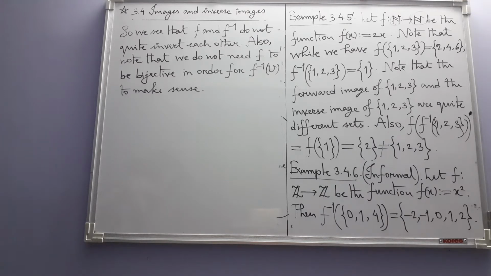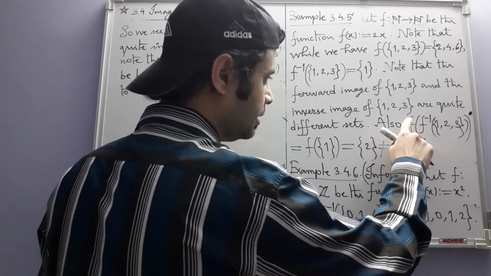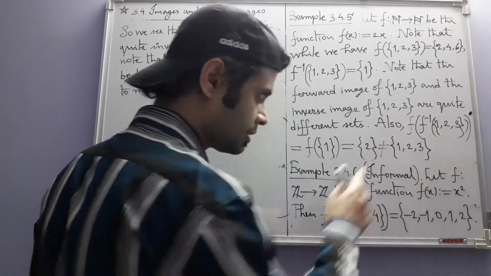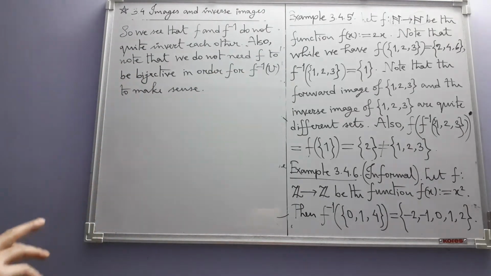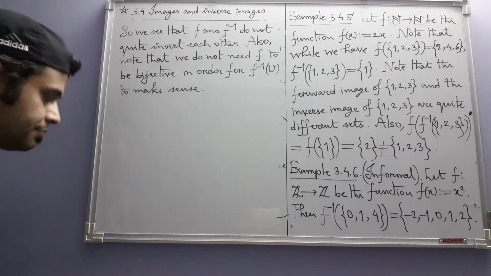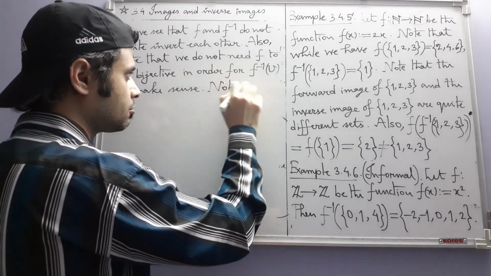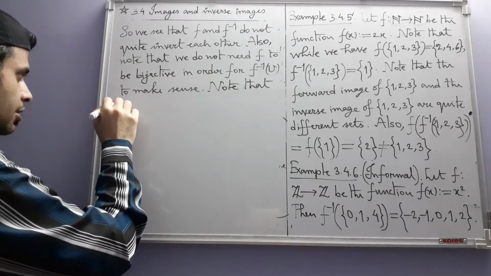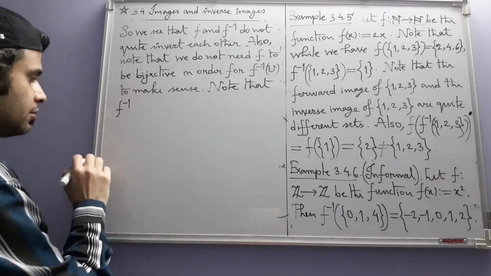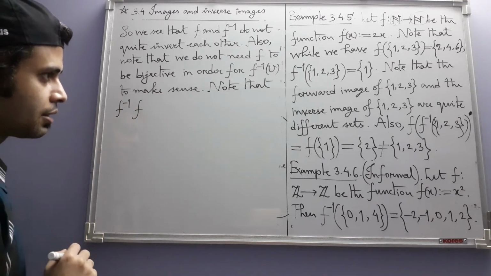So let us just write the other thing also. Here we calculated the inverse image of a set. Now we are going to do the reverse. We are going to switch F and F inverse. So that means we are going to calculate the image first and the inverse image afterwards.